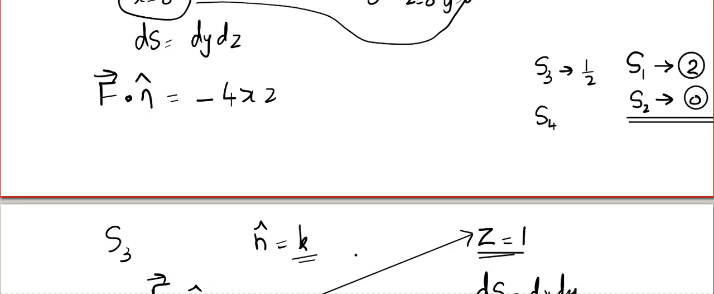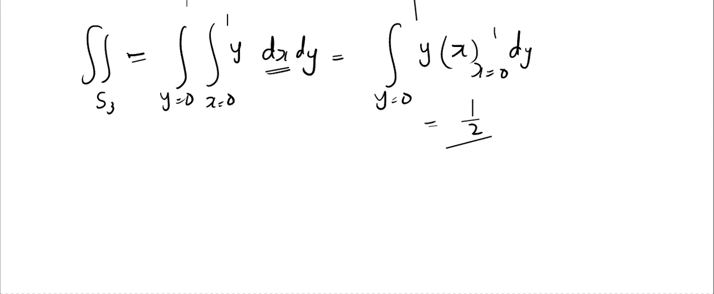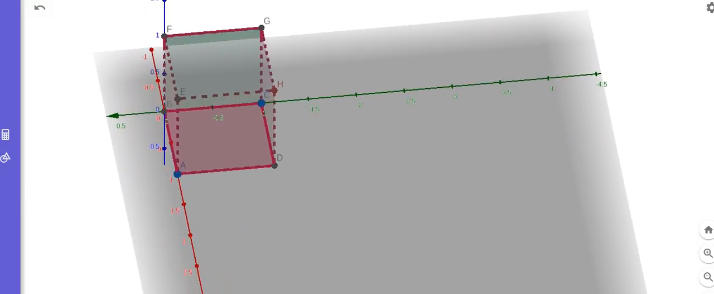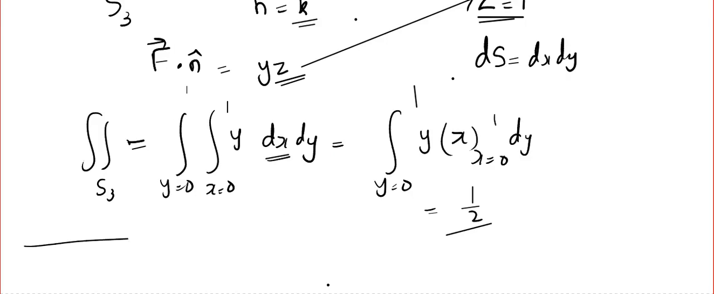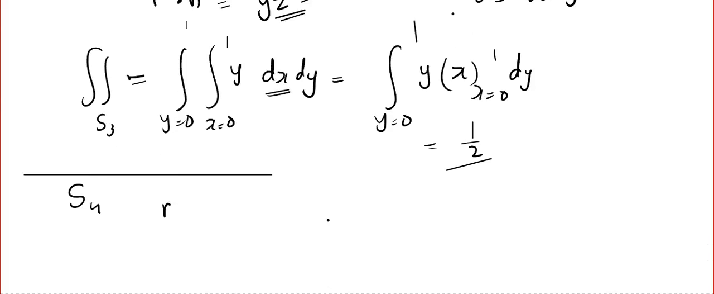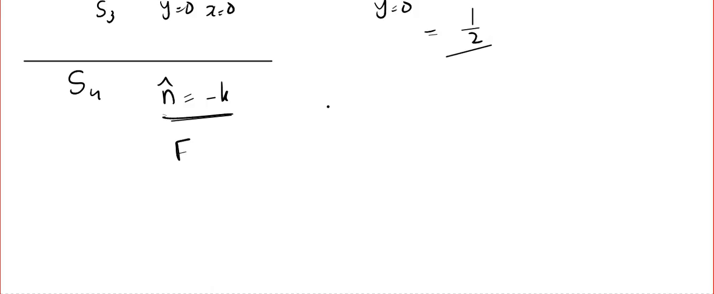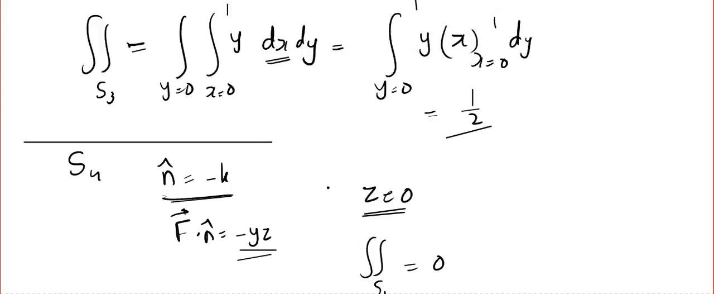And S4 will be equal to 0. Can you tell me why? In S4, I'm going to take the bottom, the floor of this box. The bottom means z will be 0 and n cap is minus k, because the normals will be moving in the negative z direction. When you take the dot product, you get the same thing but negative. So f dot n will be minus yz. But z is fixed at 0, so the integral value will be 0. But in the exam, make sure you show steps.